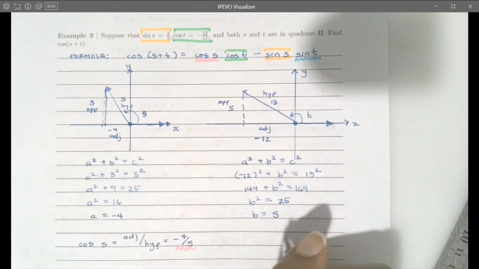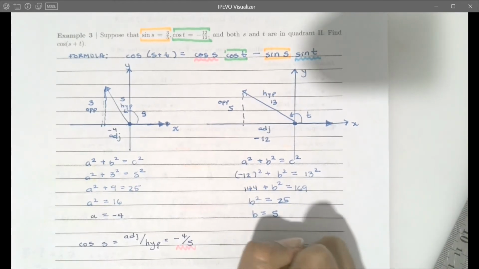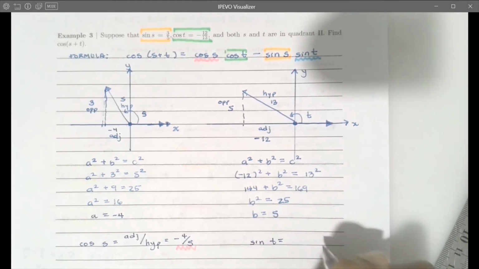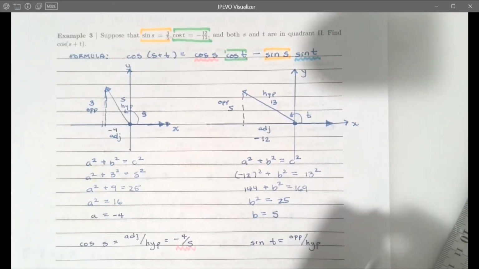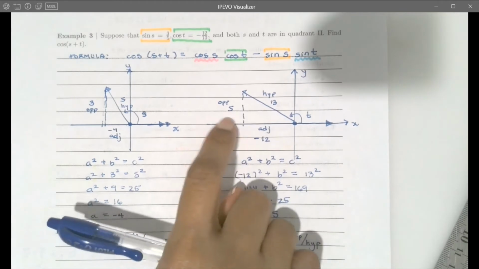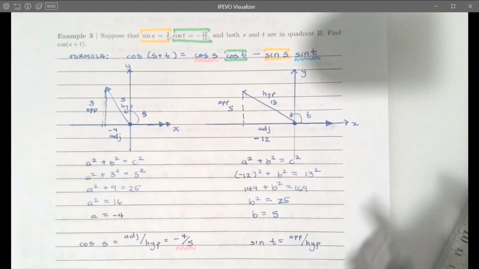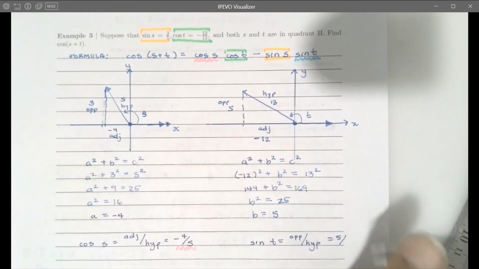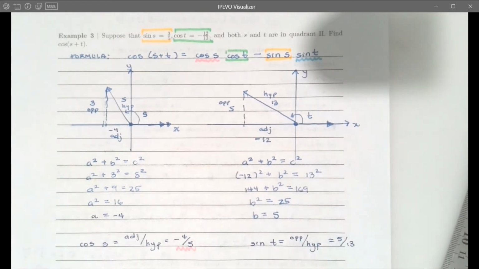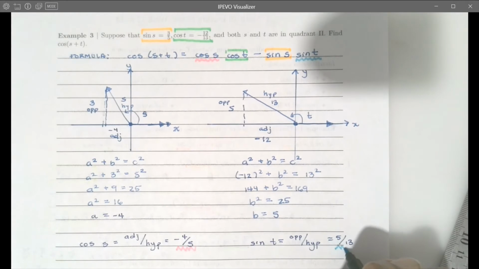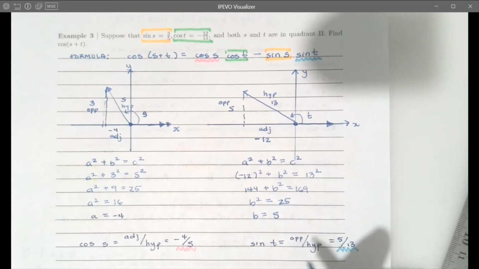Alright, so what does that mean now? That means that we can find what is sine of t. Sine of t is opposite over hypotenuse. And now we're focusing on this diagram. Opposite is going to be 5. Hypotenuse will be 13. So now we have sine of t.